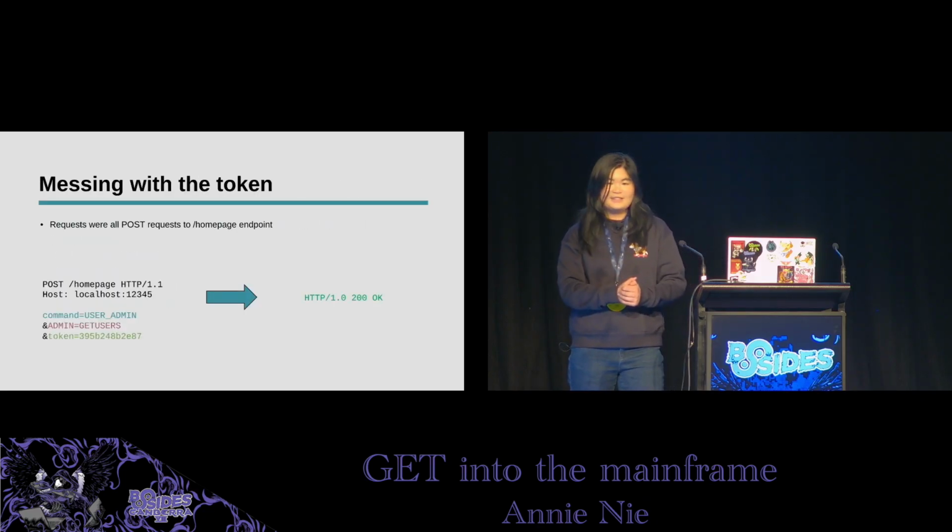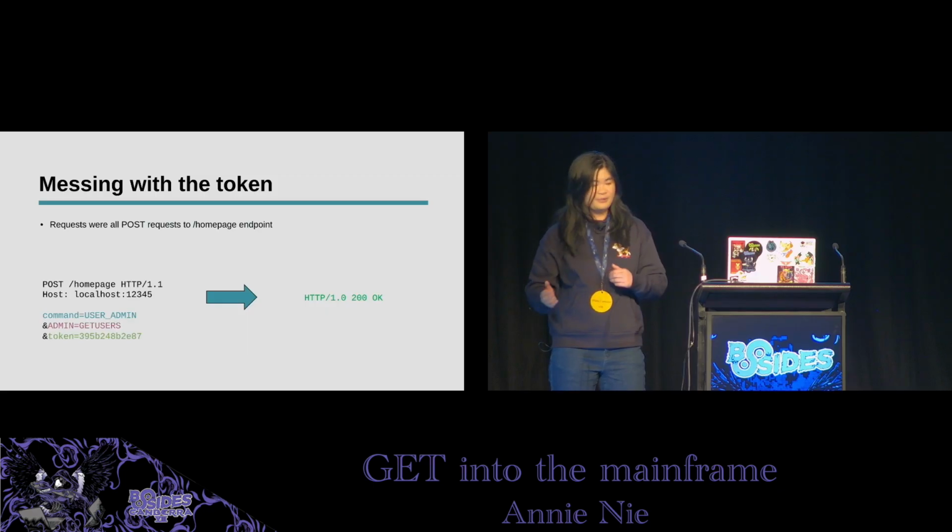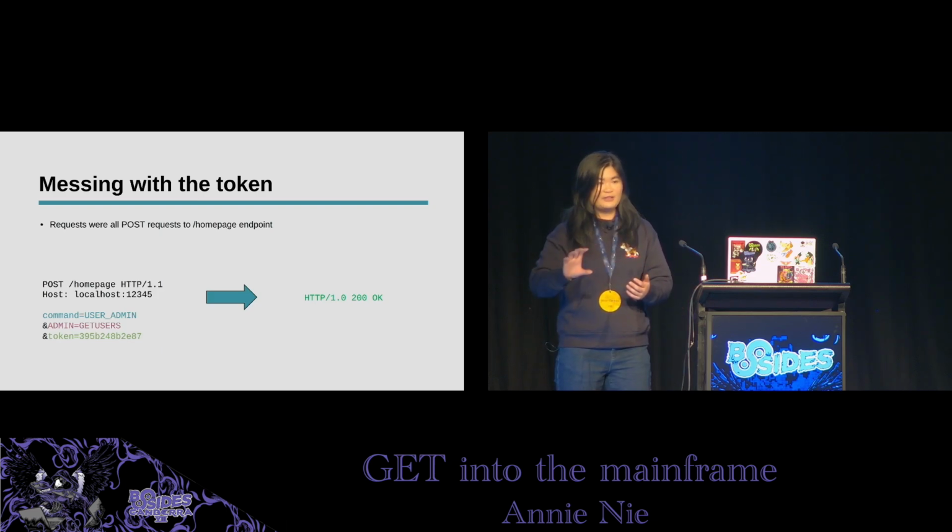Now, one thing to note about this application is that all actions were post requests to the /homepage endpoint. And this is an example of such a request where I'm getting a list of users, and the format of all actions is command, and then parameter, and then session token, and then I send that and I get my result. And I've actually truncated the results here, but the main thing to focus on is the HTTP response header.